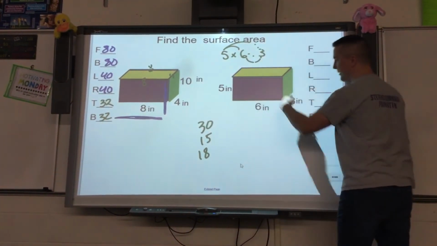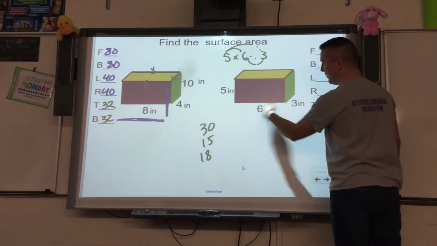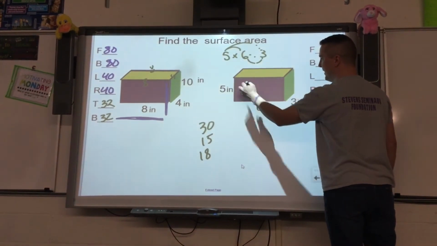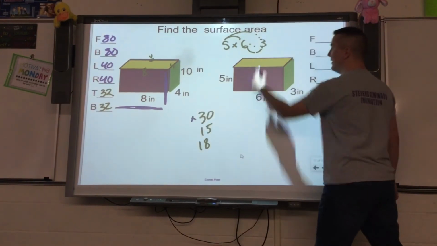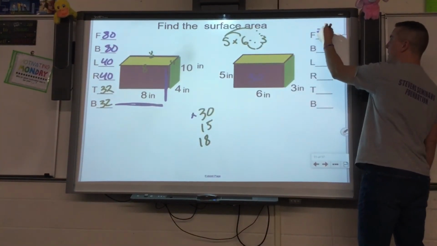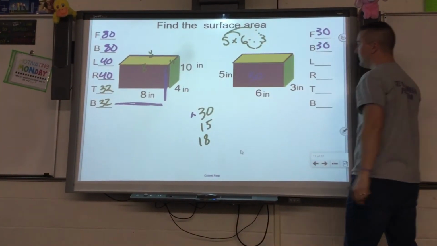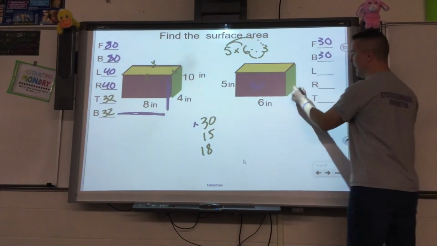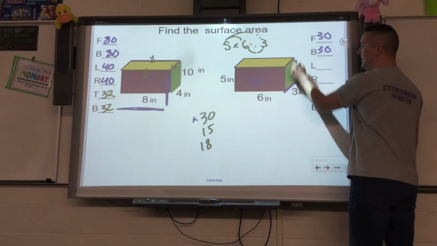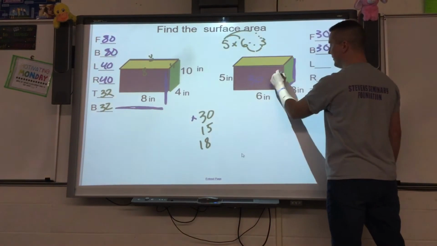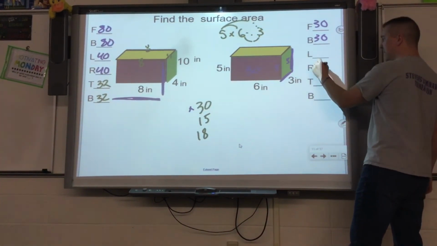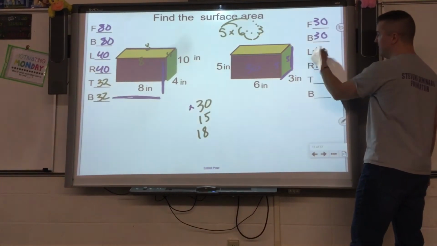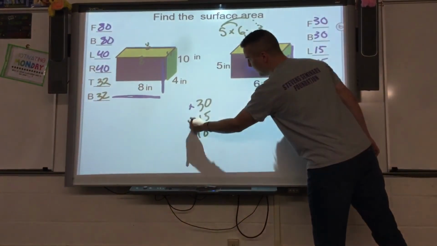So let's go to the front. The purple one is, well, that's 6, that's 5. 6 times 5, 30. Front is 30, back is 30. Left and right. Well, I have a 3, and how tall is it? Well, I know it's 5 because this is 5. They're all parallel lines. 5. 3 times 5, 15. The right is 15. The left is 15. There's our 15 we thought.